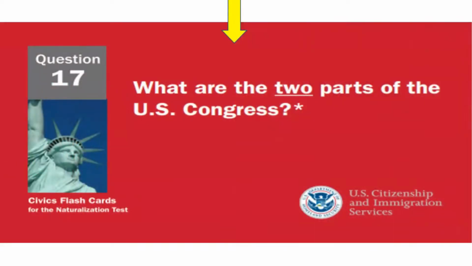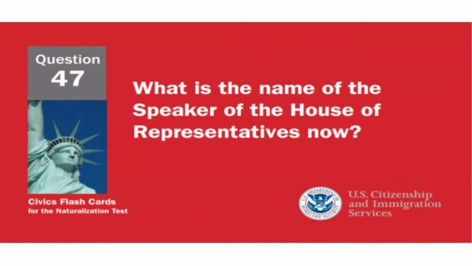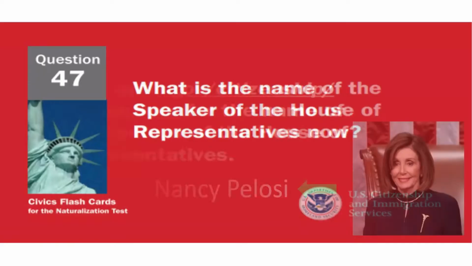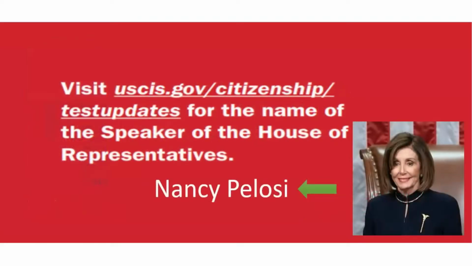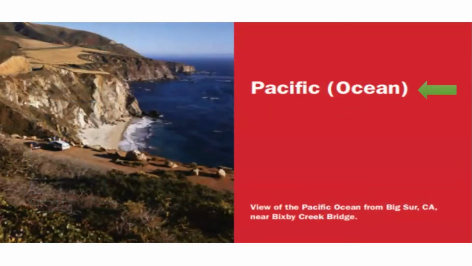What are the 2 parts of the U.S. Congress? The Senate and the House of Representatives. What is the name of the Speaker of the House of Representatives now? Nancy Pelosi. What ocean is on the west coast of the United States? The Pacific Ocean is on the west coast of the United States.